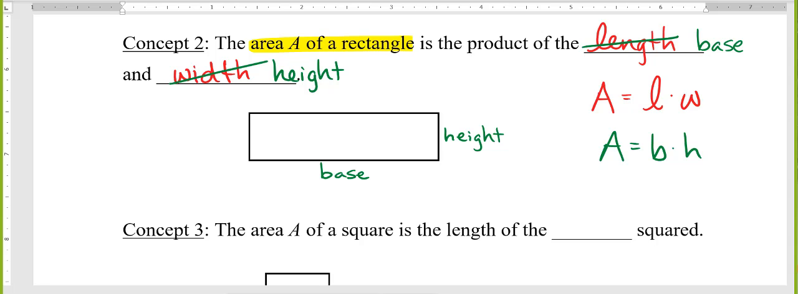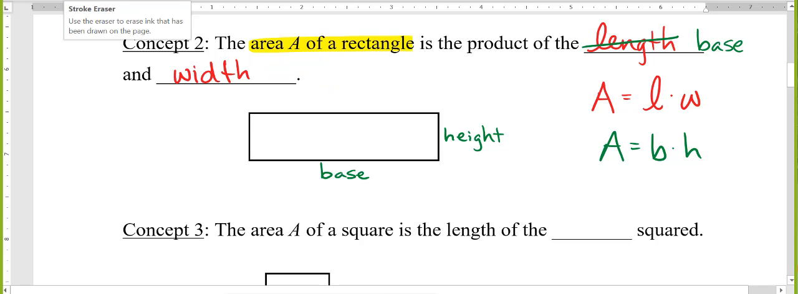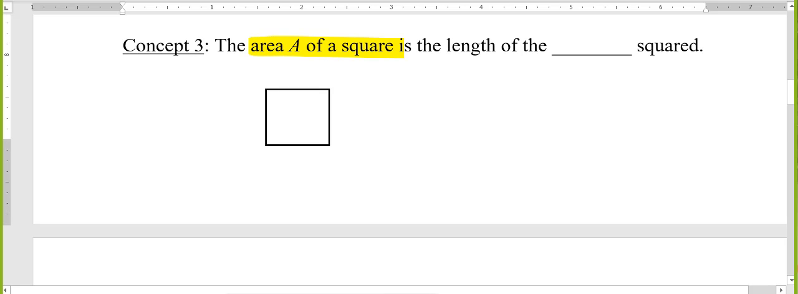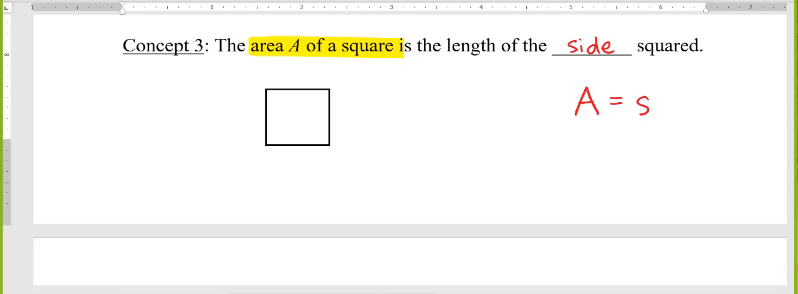So one more time, if you want to use your textbook, you can say that its area is length times width. This is going to be the length L. This is going to be the width W. Okay, now let's talk about the area of a square. The area of a square is equal to the length of the side squared. So we say A is equal to S squared. That's the formula to find the area of a square. Now the length of each side is going to be S.